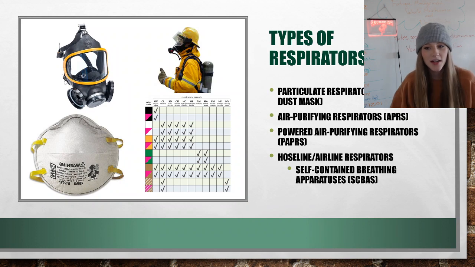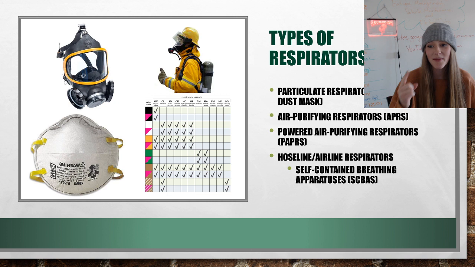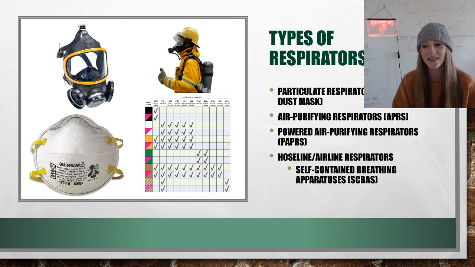Different types of respirators. Oh, I was supposed to wear this cute little mask today that I forgot in my office. Oh well. Particulate respirators, which includes N95 or dust masks. That's the bottom left one there. That's what I was going to have on, but I forgot. These only protect you against particles like dust, and they're only for low-level hazards and are usually disposable, so you use them and throw them away.